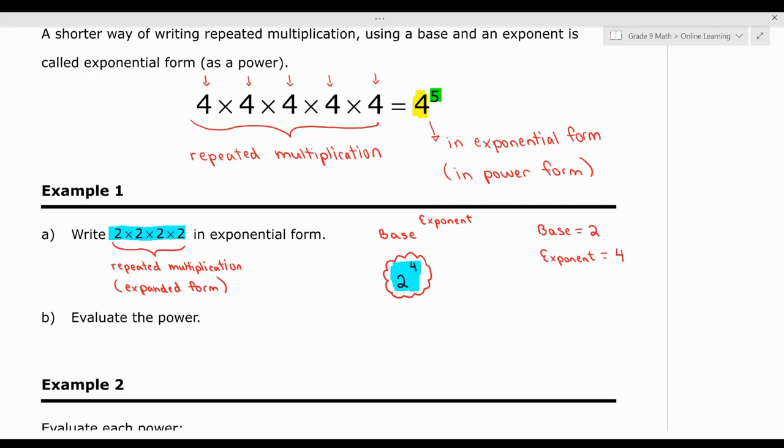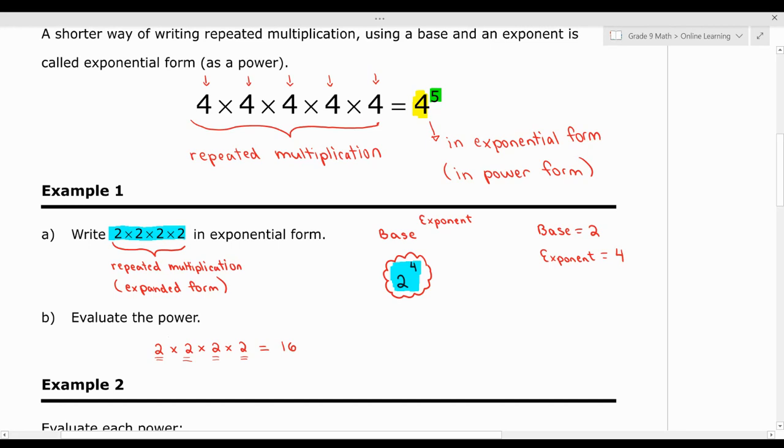Question B is asking you to evaluate the power. So we're going to actually evaluate this, figure out what is the answer to it, so what value do you get. But I will remind you, we had the repeated multiplication, right? So I know that 2 times 2 times 2 times 2 would give me some answer. Okay, so this is not evaluating as a power, but I just want to show you that we'll get the same answer. So if you go 2 times 2, you'll get 4, times 2, you'll get 8, times that by 2, so double it, you would find that the repeated multiplication comes out to a value of 16.